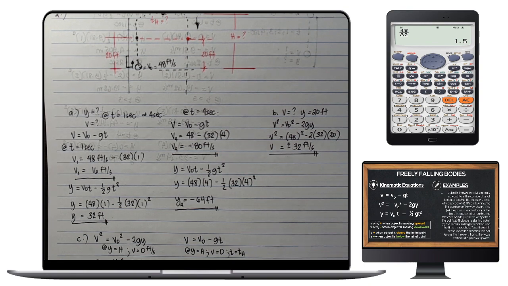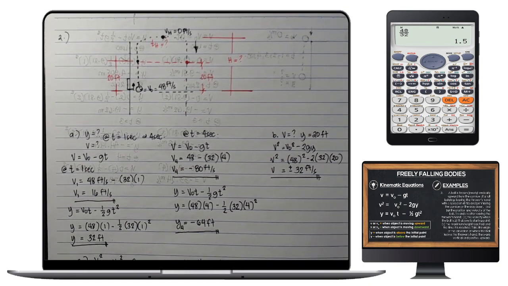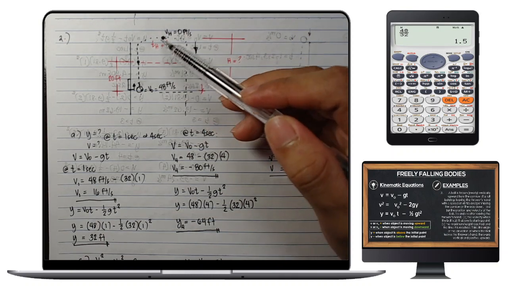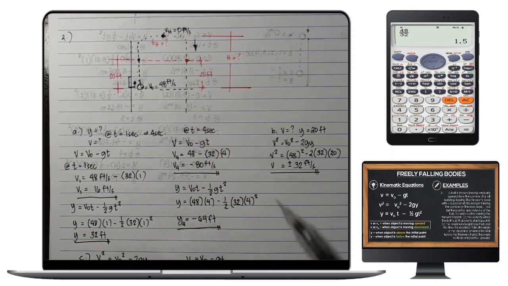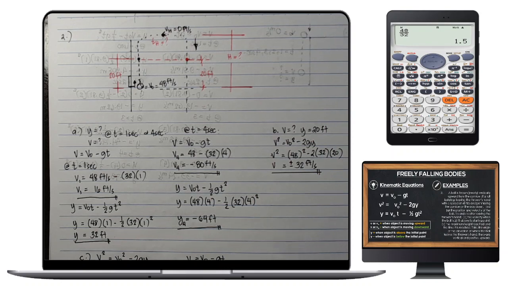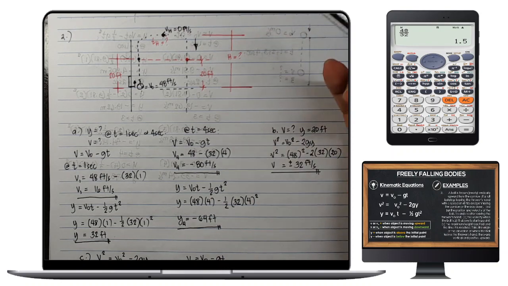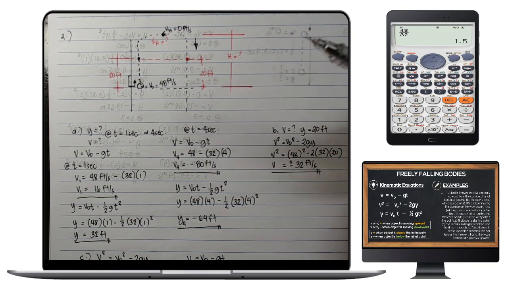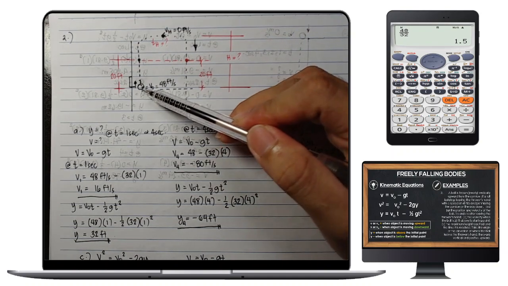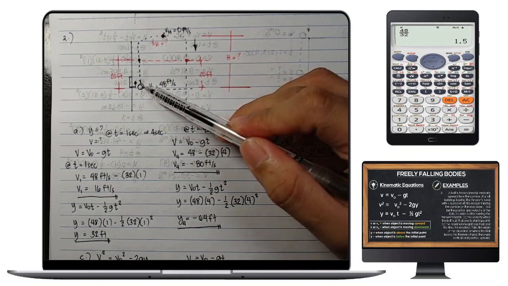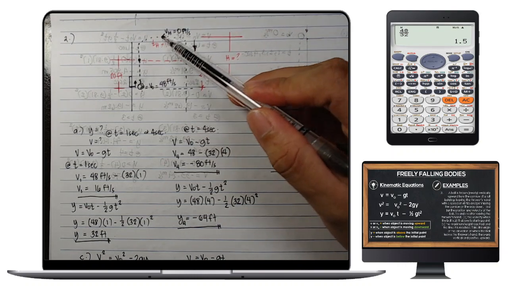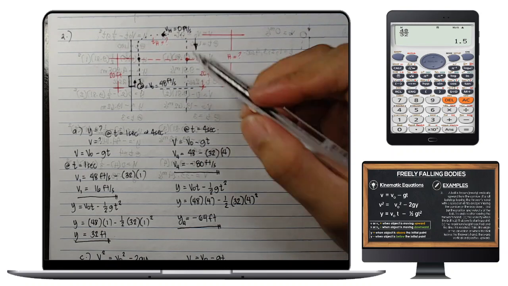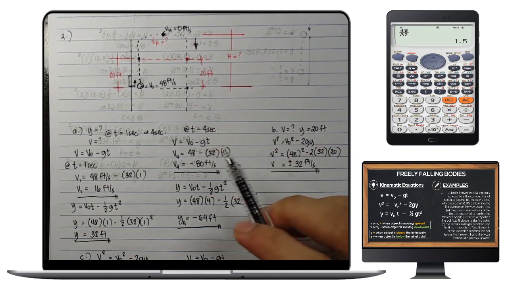Okay? So, let's analyze further. So, upon computation, na-solve natin that the time to reach the maximum height is simply 1.5 seconds. Now, since we are going to neglect air resistance, so hindi natin naka-consider yung resistance of the air, so the time to reach the maximum height from the initial point, so from this point going to the maximum height, will be equal from maximum height going to that same point. So, hanggang dito.